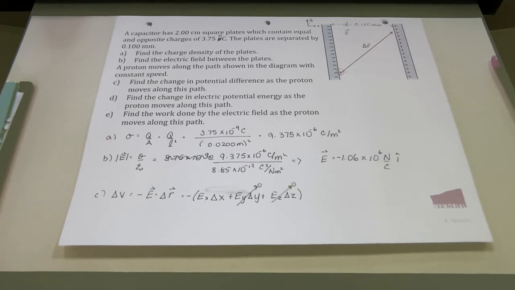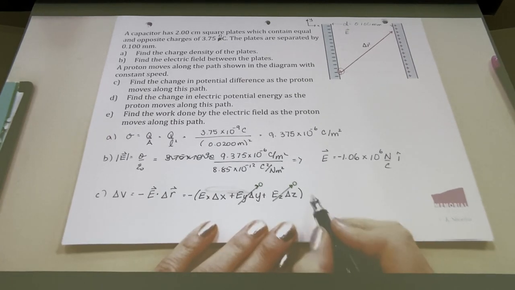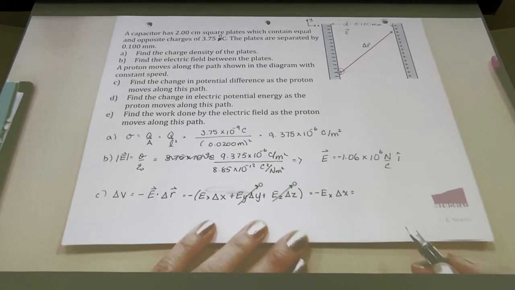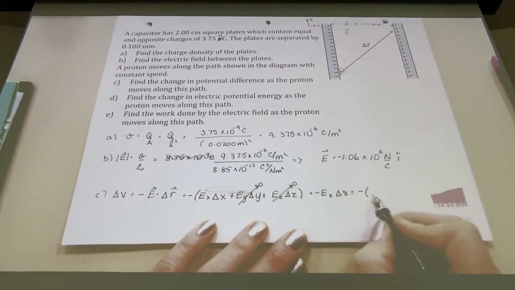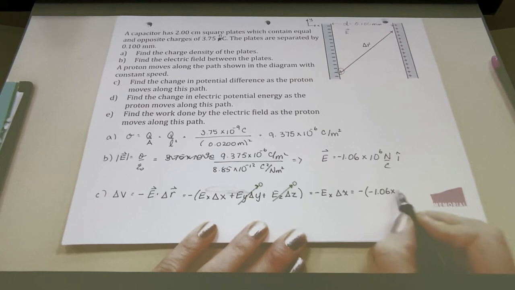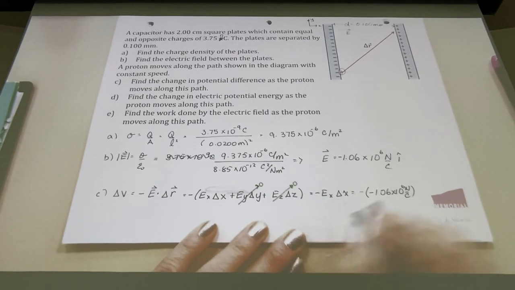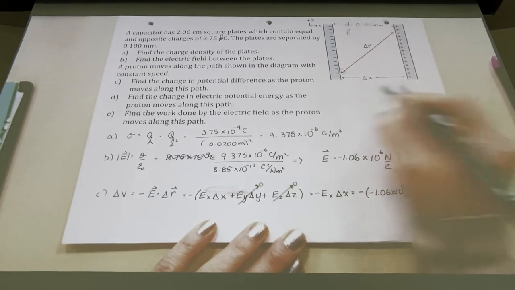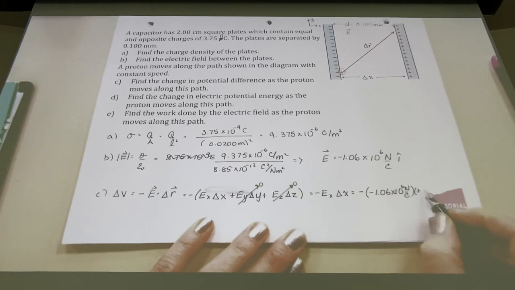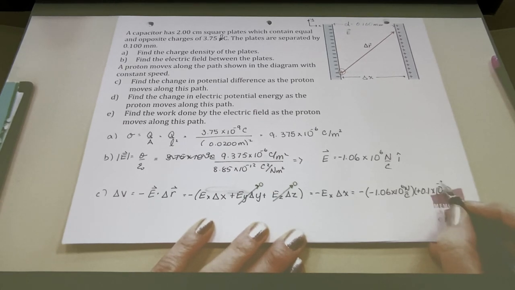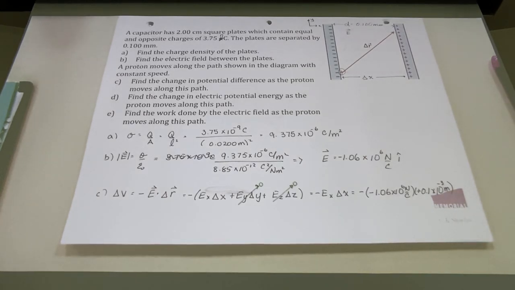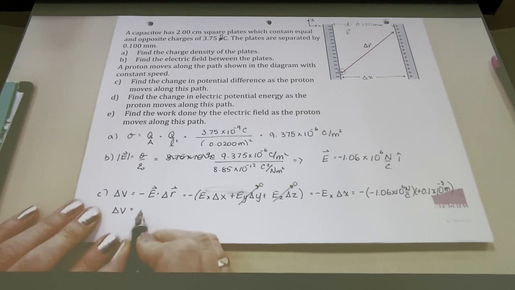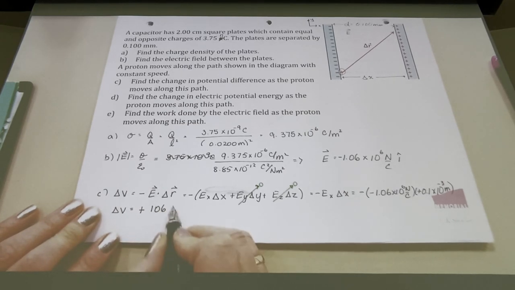So our equation has simplified fairly nicely for us. We've got minus Ex times delta x. My x component of electric field is minus 1.06 times 10 to the 6 newtons per coulomb. My delta x is my distance traveled in the x direction. Our picture shows that it goes the whole distance across. So delta x is 0.1 times 10 to the minus 3 meters. And that gives us a change in potential. Delta V equals positive 106 volts.